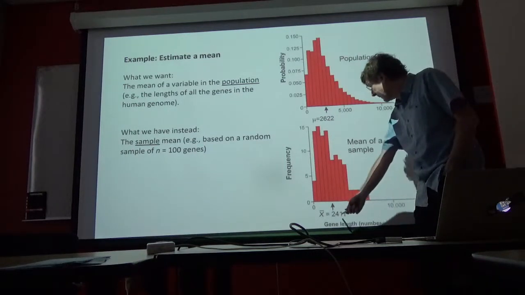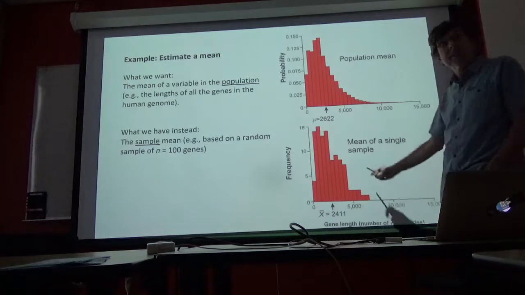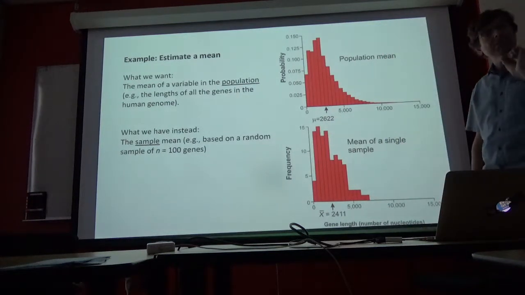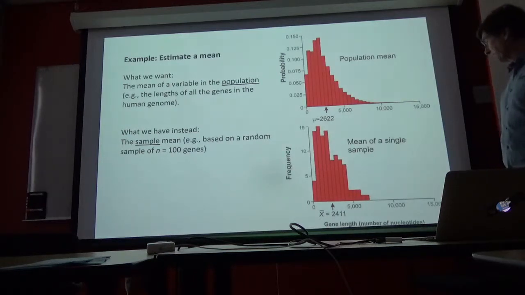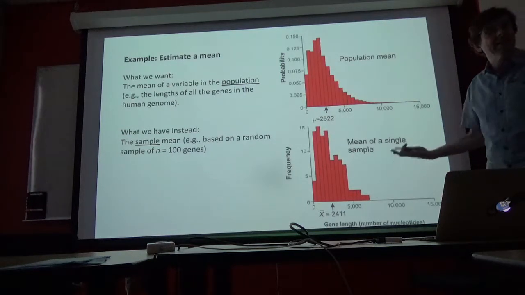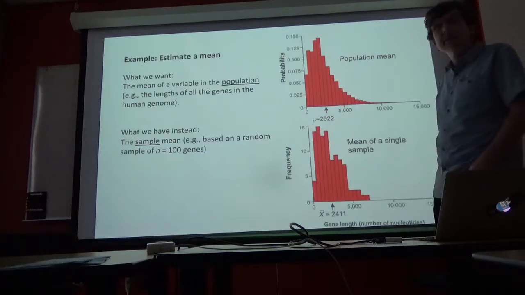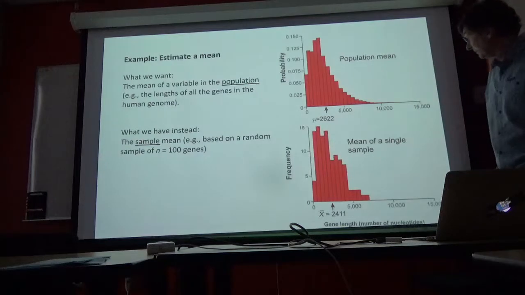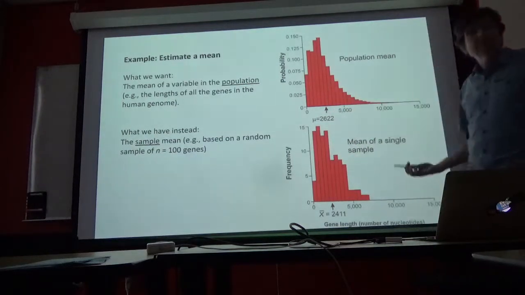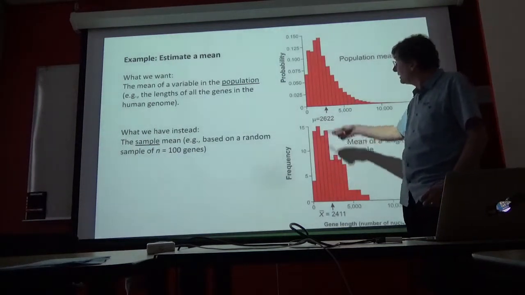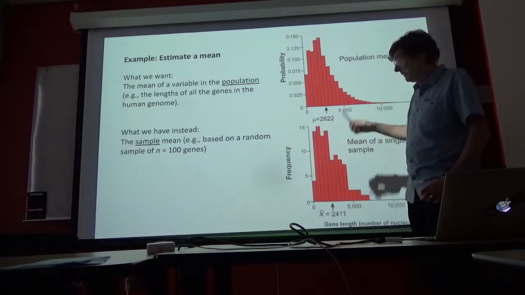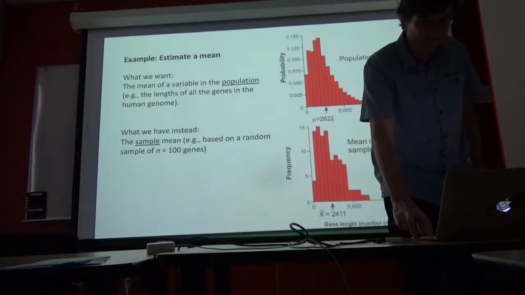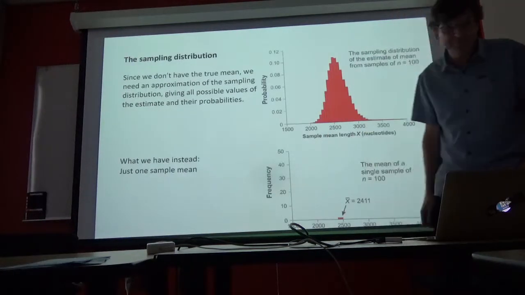That's just the coding regions, base pairs. That's the mean. And when I took a single random sample of 100 genes from the human genome, I got 2,411, thus reiterating that you almost never get the right answer when you take a random sample and estimate something that you're interested in. This is a histogram of the data. You can see that the histogram is not identical either. By chance, some classes are overrepresented and some underrepresented, and that's why you got a sample mean which is different from the true mean.